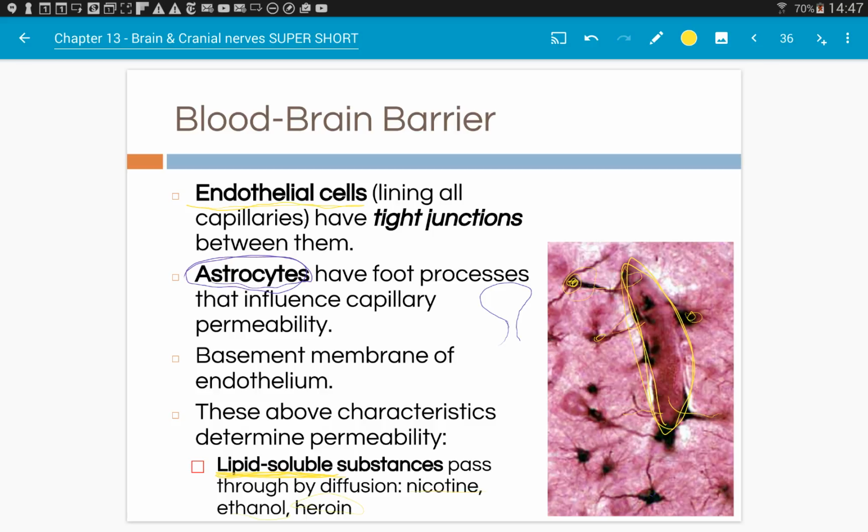And this morning's class laughed a lot about heroin because that's a big jump from alcohol. True, but it is an example of something that passes through the blood-brain barrier very easily. Okay?